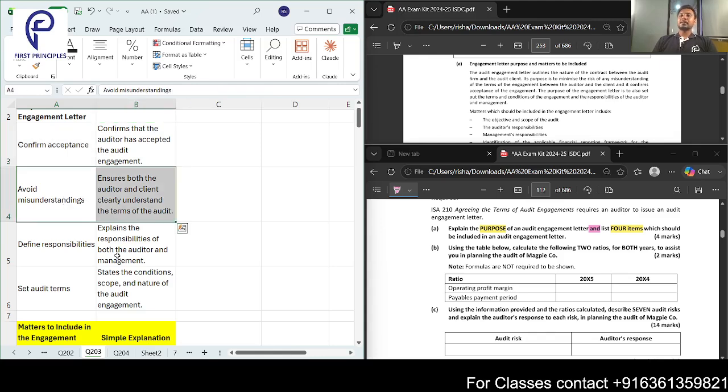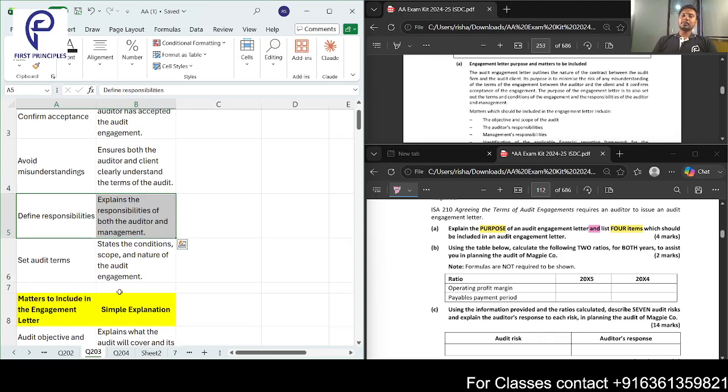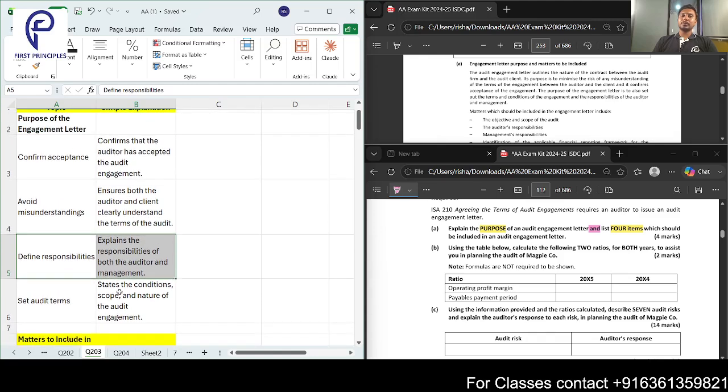Second, it avoids any misunderstandings. If you have everything in writing today only, then tomorrow, 3 months into the audit, 4 months into the audit, there is no misunderstanding. If someone says we didn't talk about this, you can show them the letter. It ensures both the auditor and the client clearly understand the terms of the audit. Next, it defines the responsibility. It explains the responsibility of both the auditor and the management.